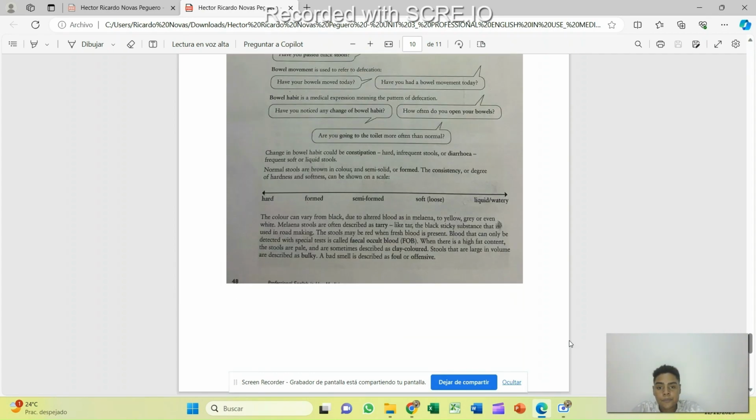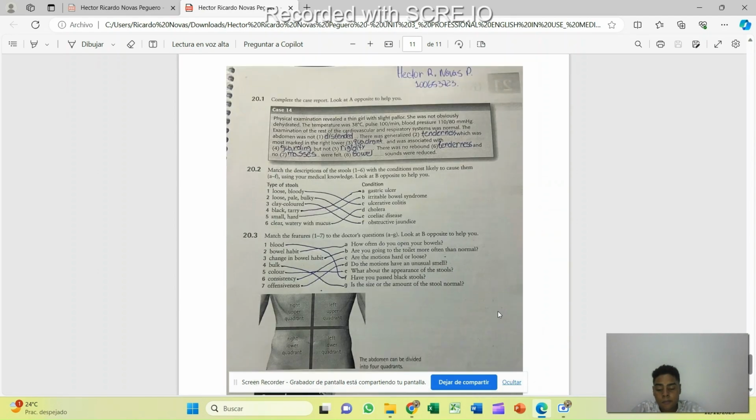20.2. Complete the case report. Case 14. Physical examination revealed a thin lady with a slight pallor. She was not obviously jaundiced.